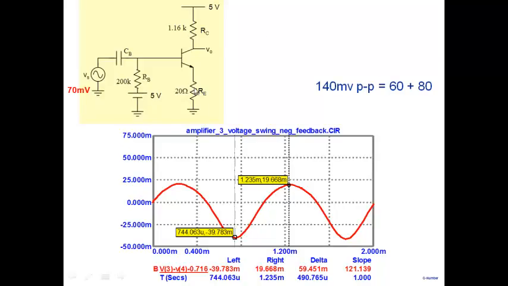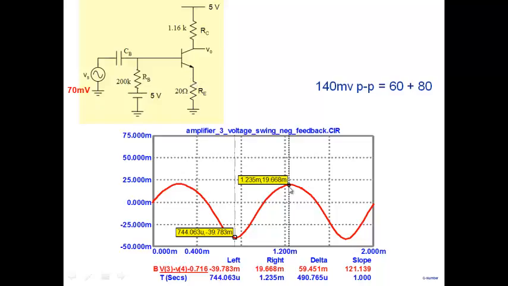Just put a resistor in the emitter. A very small resistor in the emitter. A 20 ohm resistor. If I put a 20 ohm resistor here in the emitter, note what has happened. I've applied 70 millivolt, very high, right? Look at what has happened to the base emitter voltage. I'm plotting the base emitter voltage between here and here. Can you see the base emitter voltage between here and here?